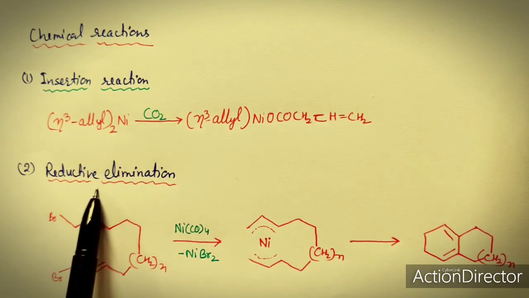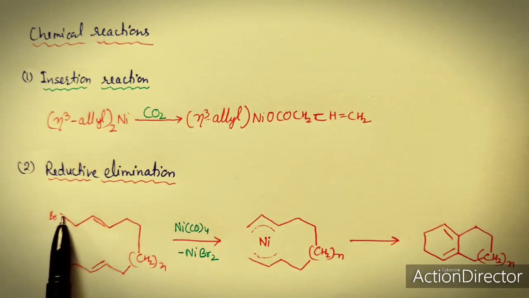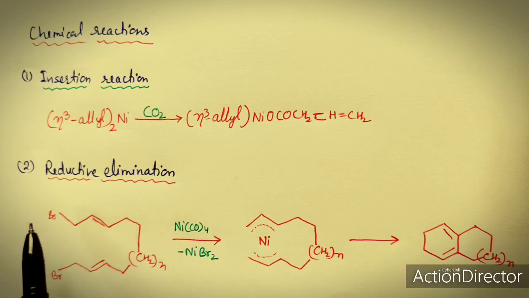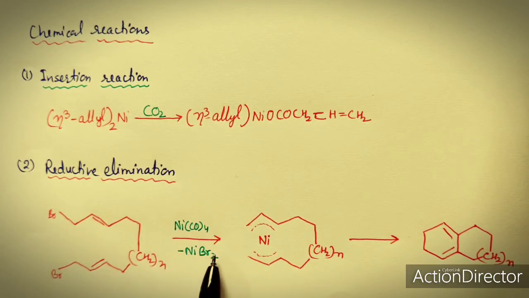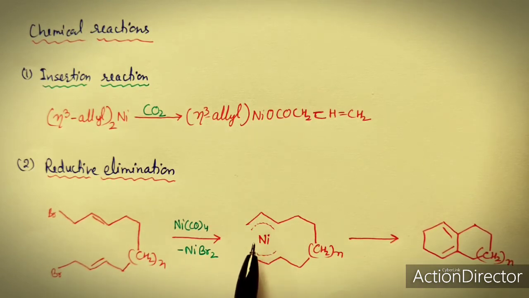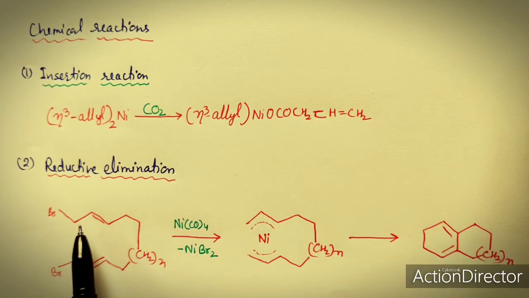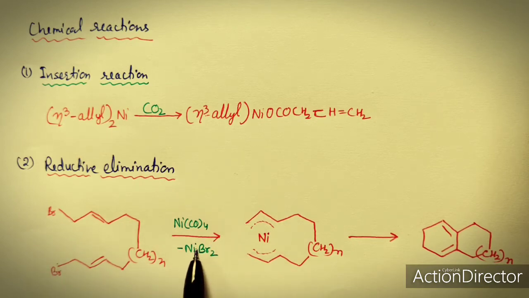The second kind of reaction is reductive elimination, and here you can see that this bromine in presence of tetracarbonyl nickel, they reductively eliminate, and then they can form NiBr2, and this is the allylic complex, and then again it converts into a different type of compound. So they show reductive elimination. These two Br groups can reductively eliminate and then easily form such kind of compounds.